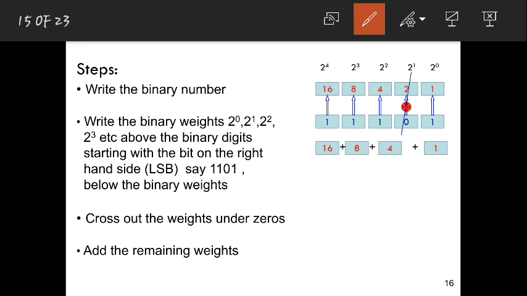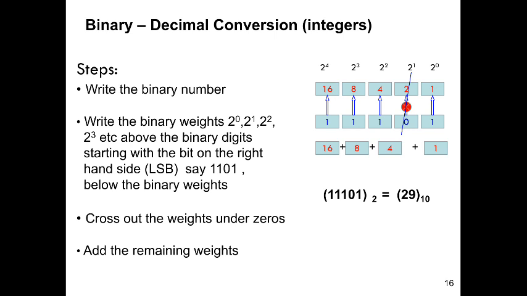First, for the binary number given, you assign all the positional weights. After giving that, cross out all the weights under the 0. Just remove those 0 things. Then add the remaining weights. The remaining weights need to be added. Then after adding you will get some result, that is your decimal number. That is the actual decimal number for the given binary number.